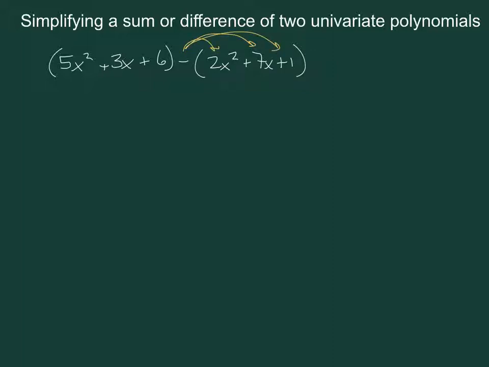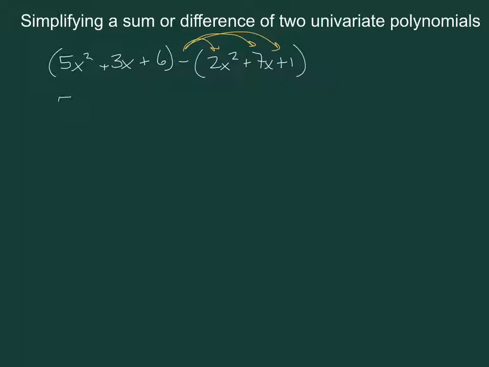Okay, so this is simplifying a sum or difference of two univariate polynomials. It's basically just adding or subtracting two polynomials from each other. So you ready? If I have (5x squared plus 3x plus 6) minus (2x squared plus 7x plus 1), the first thing I'm going to do is distribute the negative through to each term.